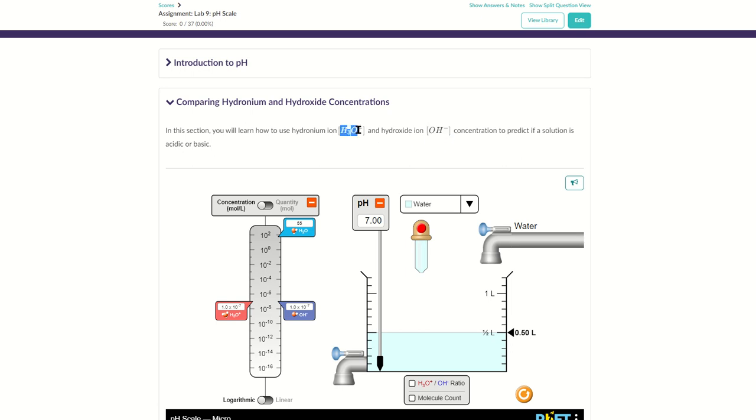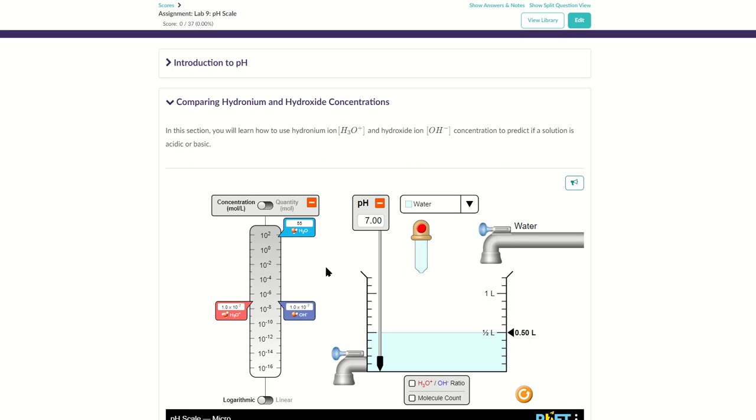Now, they can both exist when you have just neutral water. And what I meant is, hydronium is when you have an acid, hydroxide is when you have a base. Hydronium will be in higher amount when you have an acid. Hydroxide will be in a higher amount when you have a base. So they're like opposites of each other.